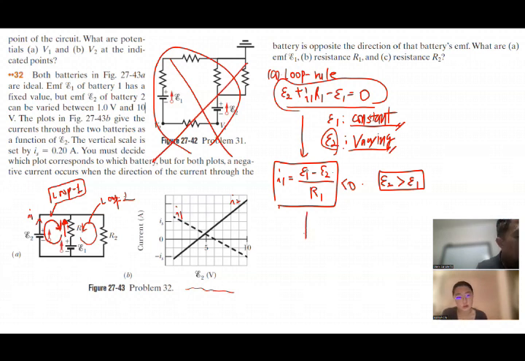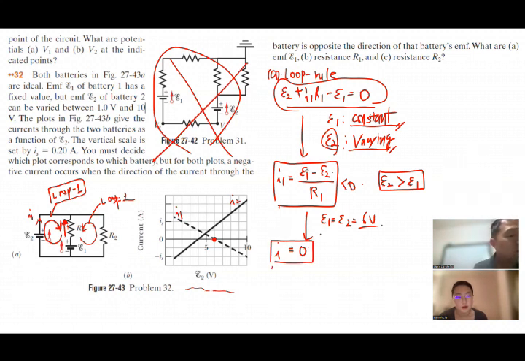Now let's take a look at number 1, the battery's EMFs. We have to find E1. E1 and E2 are the same, at 6 volt. If you take a look at this point right there, then I1 equals 0.